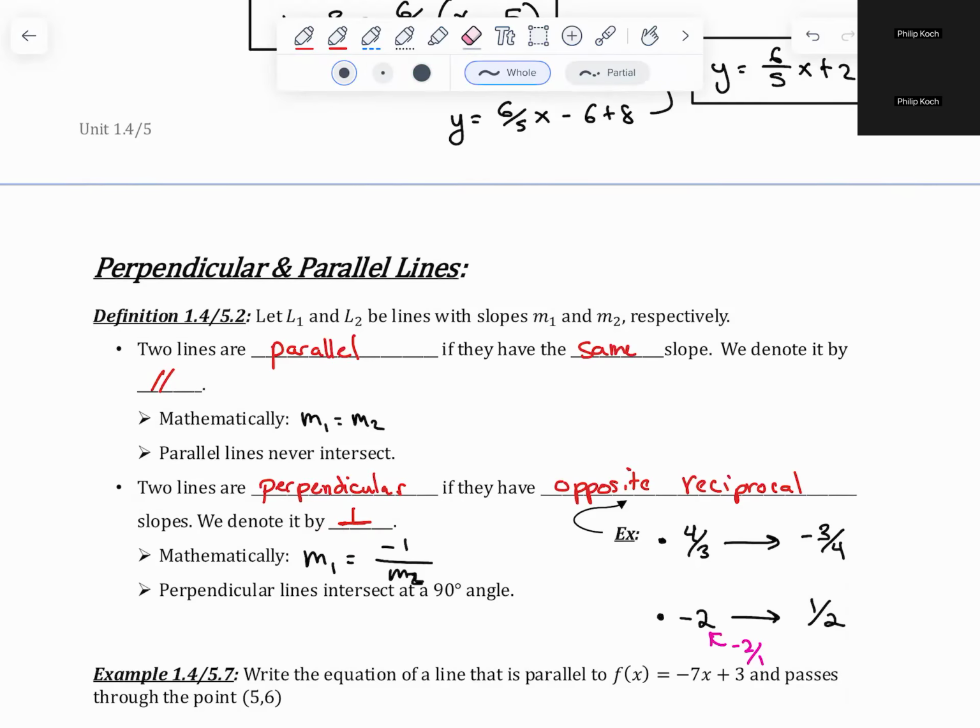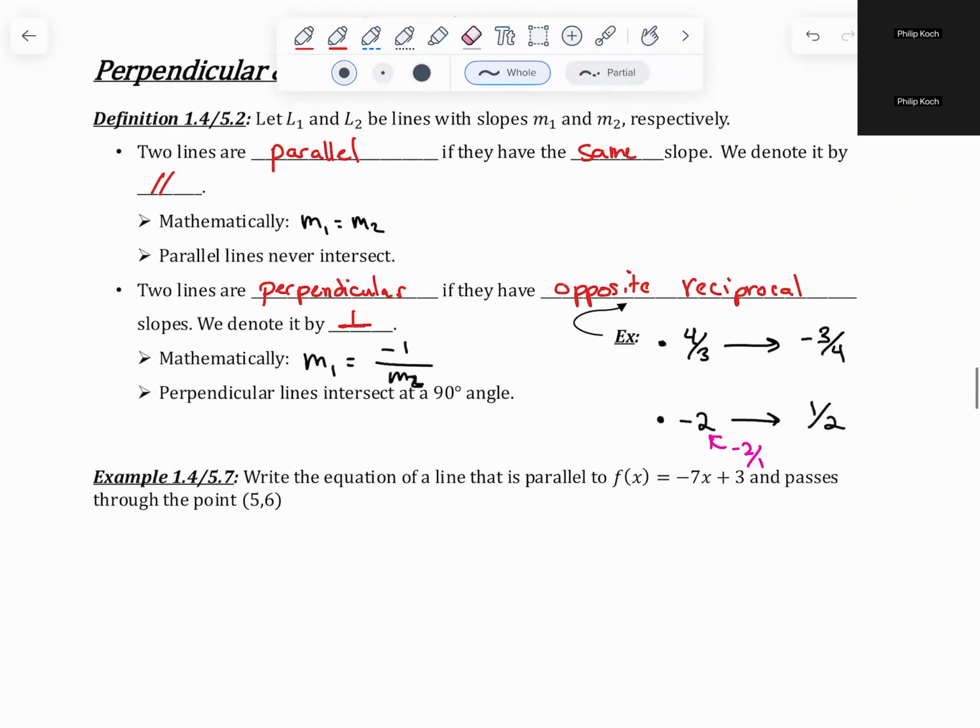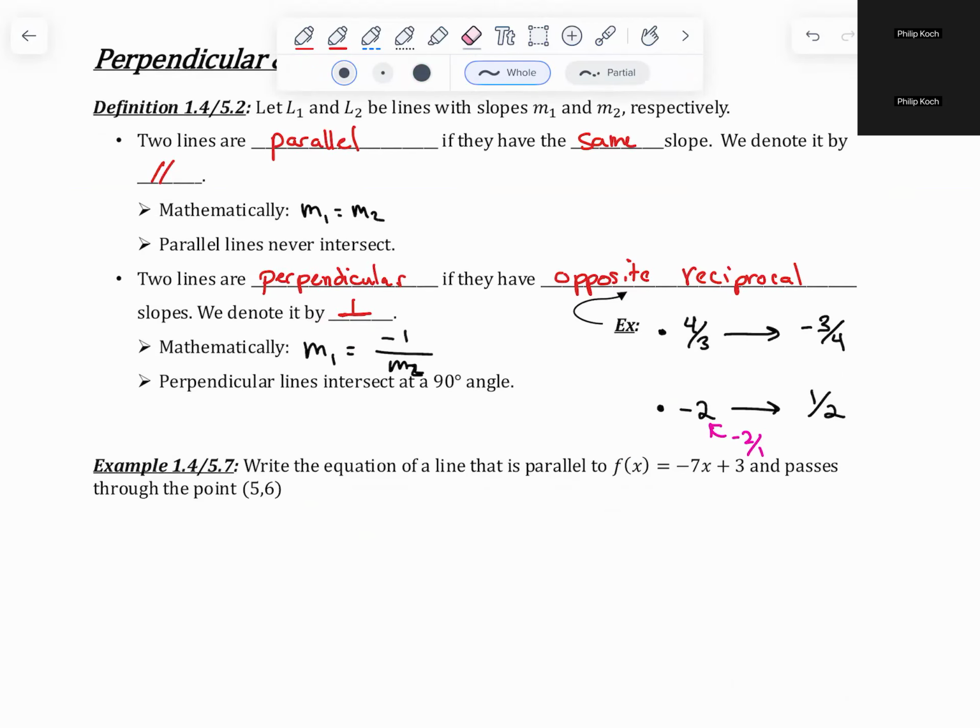Find the equation of a line that is parallel to the function f of x equals negative 7x plus 3 and passes through the point (5, 6). Couple things to interpret in this problem statement. Please remember, f of x is synonymous with y. So f of x equals negative 7x plus 3 is a line because it can be rewritten as y equals negative 7x plus 3, because f of x and y are synonymous. They mean the exact same thing. A function value and a y value are no different.